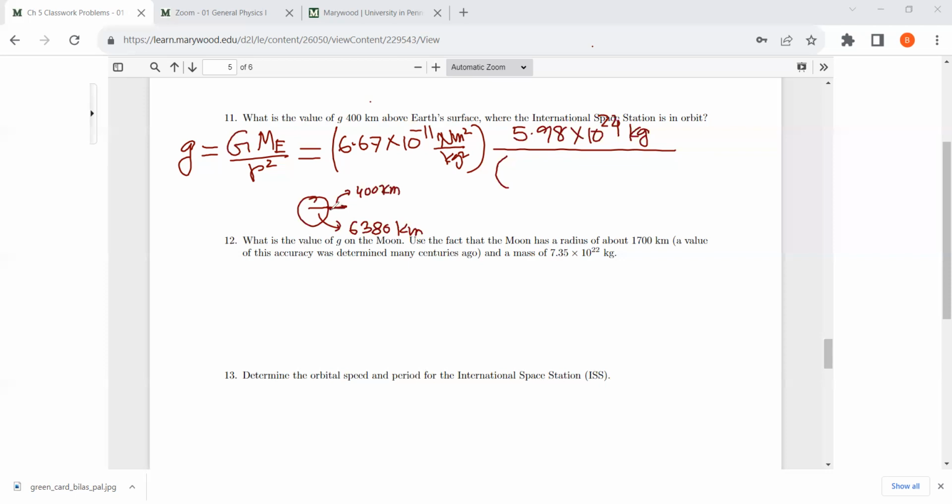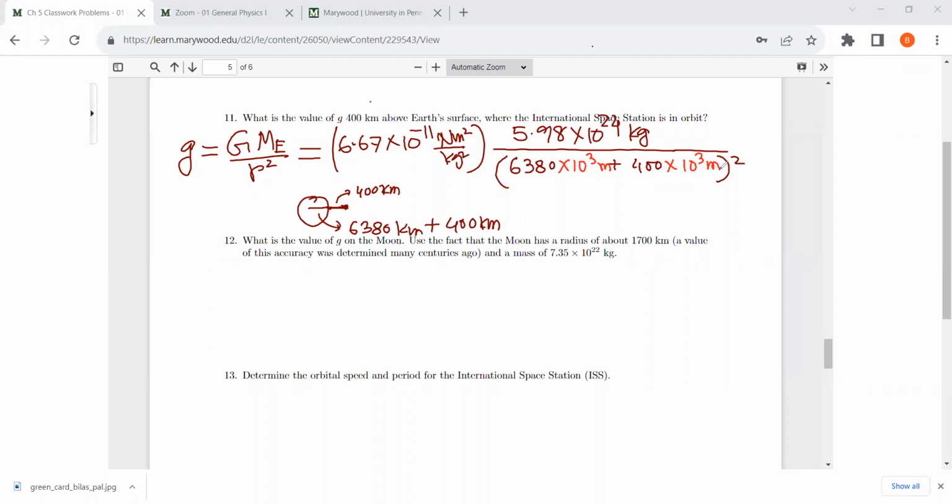So from the surface to where the satellite is, it is 400 kilometers. So R will be 6380 kilometer plus 400 kilometer, and then square. Now again, kilometer is not a standard unit, so we have to convert both kilometers into meters, and we need this factor.